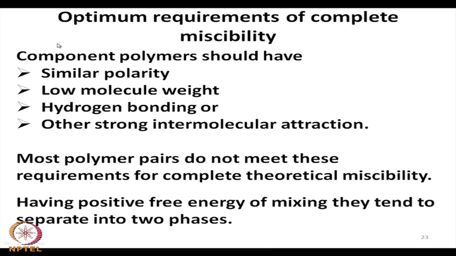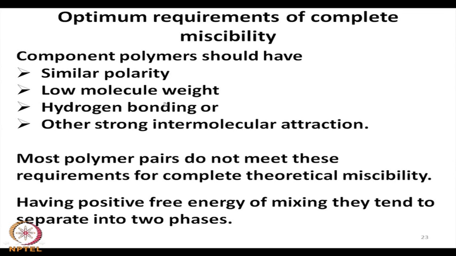Now, let us look into what the optimum requirements of complete miscibility are, since miscibility is an important criterion to be developed in the case of a polymer blend. So, we must also examine what the optimum requirements are. The component polymers must have similar polarity, which means they must have identical or very close solubility parameters.